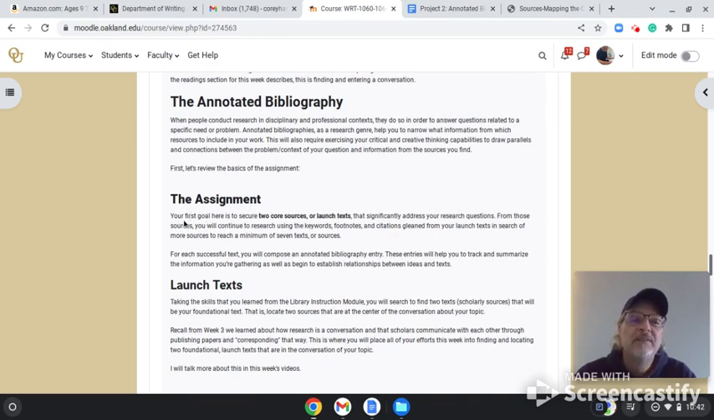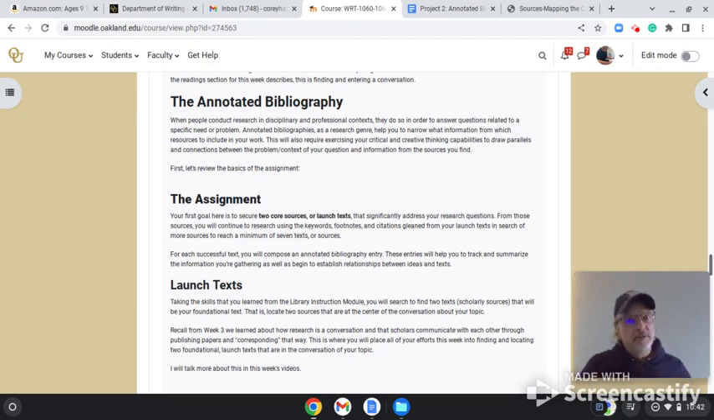For the assignment here, the first goal is to secure two core sources, or launch texts, that significantly address your specific research question or questions. And from those sources, we can use those 2 sources. Oftentimes, I encourage students, once you find 2 sources and think, oh man, they're the best, I couldn't have found a better text, this one is so germane, so necessary, it's talking about what I'm talking about.